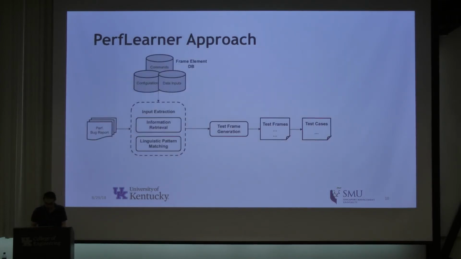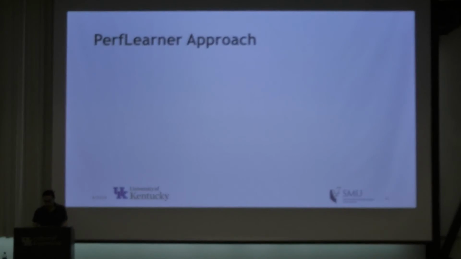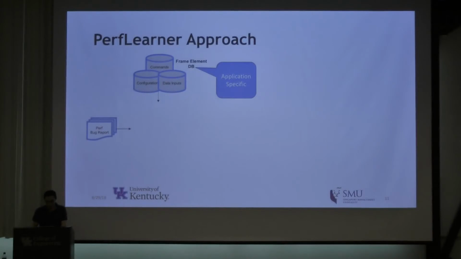Now that we have taken care of the basic concepts, I'd like to move on to the overall approach of PerfLearner. The first part of this approach concerns test input extraction. First, the approach takes the bug report as well as the frame element database as the input. Here, the frame element database specifies what tokens can be used to refer to commands, configuration options, and data inputs, and of course, they are application specific. The inputs are further passed along to the framework, which uses information retrieval as well as linguistic pattern matching to extract the test frame elements.